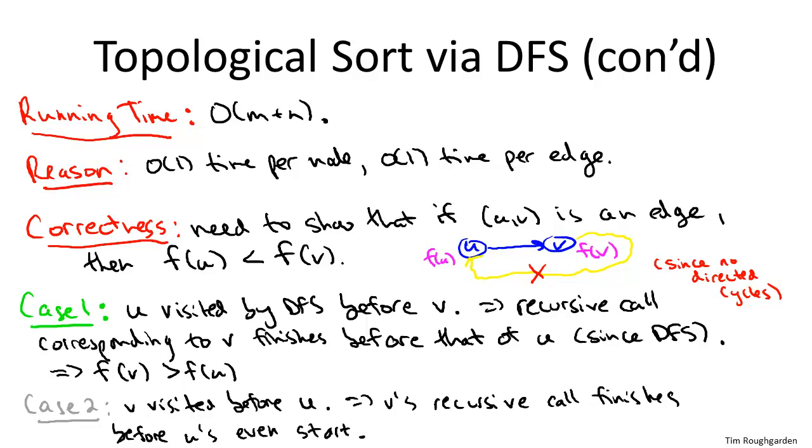So that concludes the first quite interesting application of depth first search. In the next video, we'll look at an even more interesting one, which computes the strongly connected components of a directed graph. This time, we can't do it in one depth first search. We'll need two.